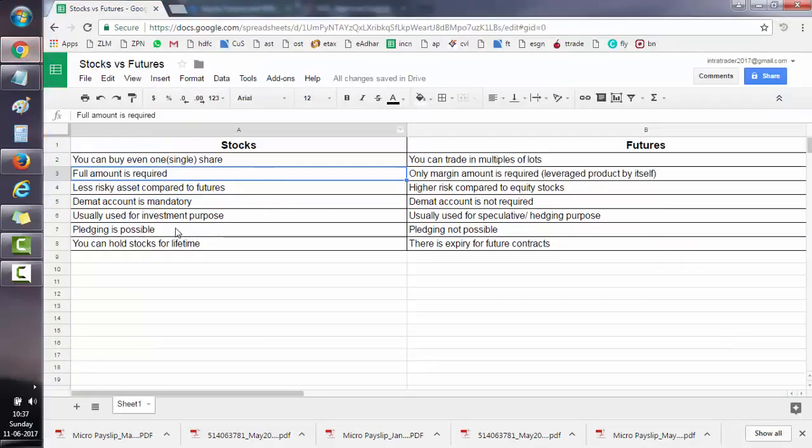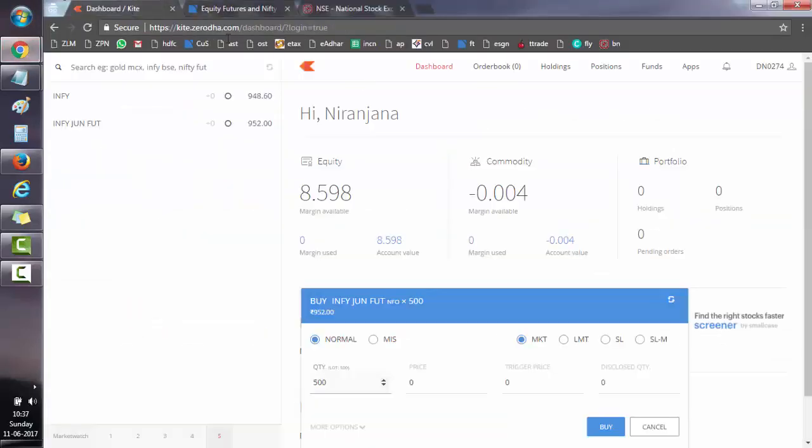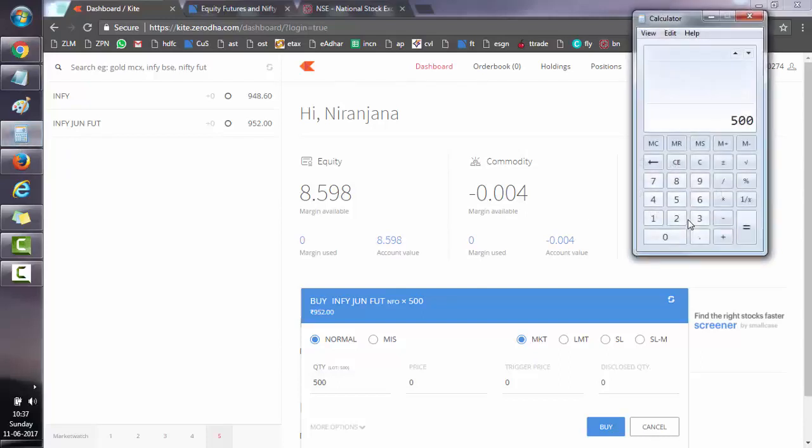Now go to the third point, that is, equity is a less risky asset compared to futures, and in case of future contract, higher risk compared to equity stocks. So what it means is, future contract is kind of a leveraged product in itself. Why I'm saying this is because if I go to the Kite trading platform, you can see the price is 952 and the quantity is 500, right? That is 500 into 952. Even here, the worth of the contract is around 4,76,000.